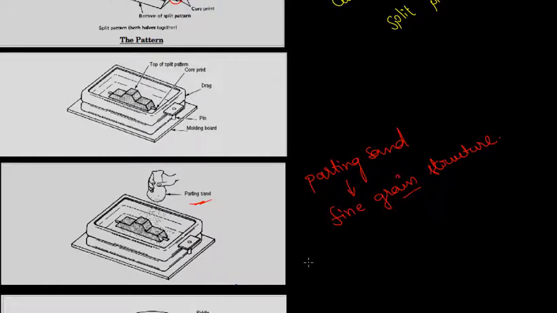For example, if we use coarse grain, what will happen? The grain will embed into the casting material and leave a projection on the casting material. This will cause damage to the surface finish. So, better to use parting sand than molding sand, that is general sand. Okay? That is the main use of parting sand.